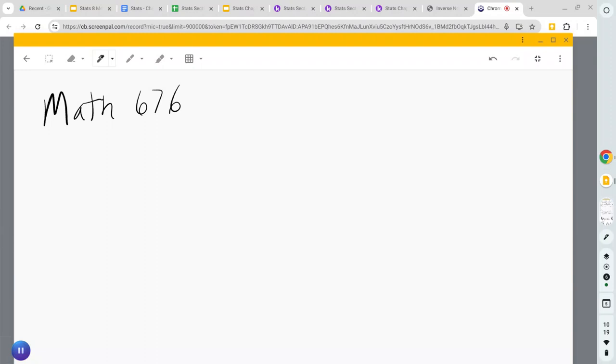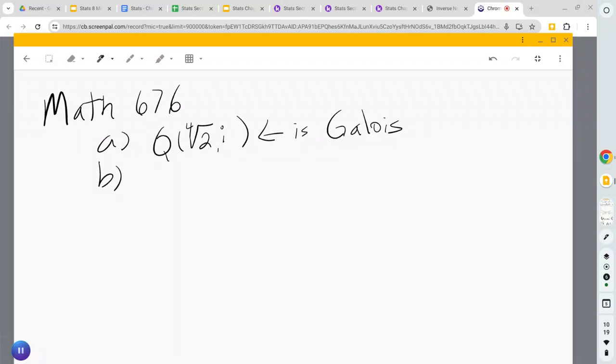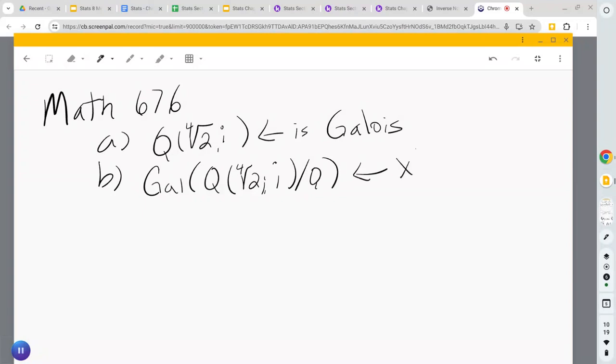I'd like to try to do two things in this presentation. First, I'd like to show that the field extension Q adjoined fourth root of 2, comma i is a Galois extension. And secondly, I'd like to show what the Galois group is in terms of its images of the fourth root of 2 and i, by talking about its associated minimal polynomial x to the fourth minus 2 and finding the Galois group of that.